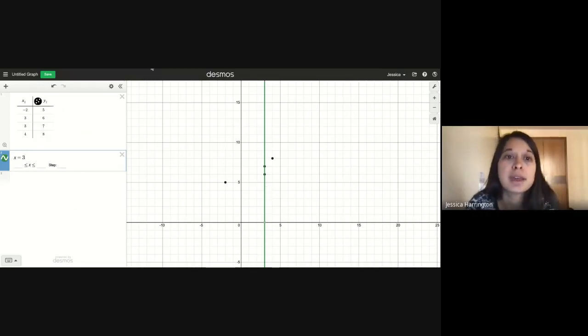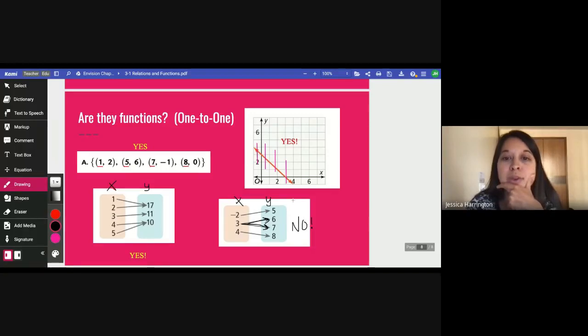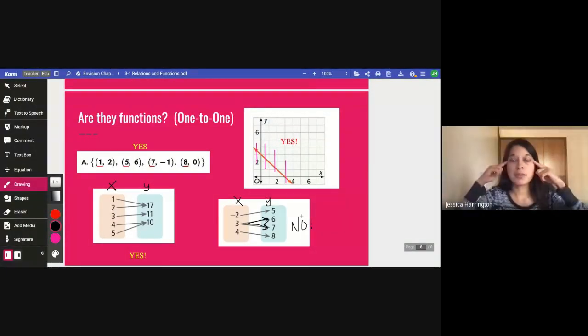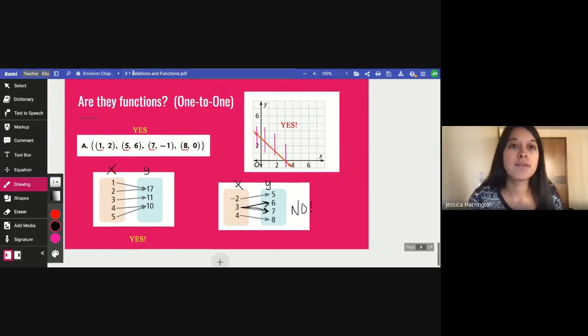So you can come back here and say, no, it's not a function. And you can do that from here, or if it makes more sense for you to plot it and graph it first and use the vertical line test to check, you can always do that. All right, so that is the first topic for 3.1. We've learned, is this thing a function? And then how do I find the domain and range? Okay, I'll see you next time.